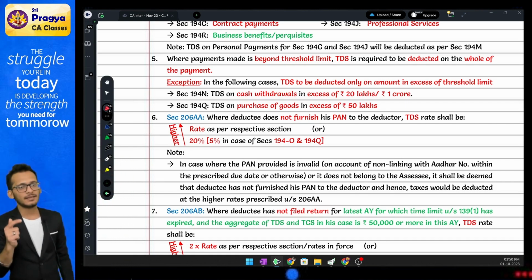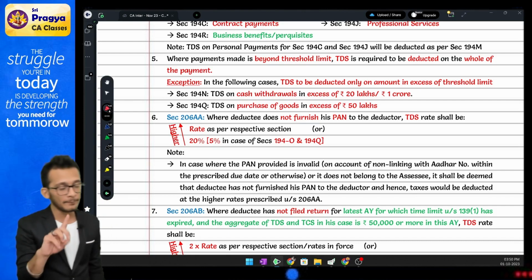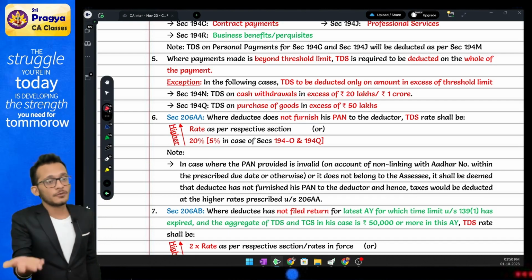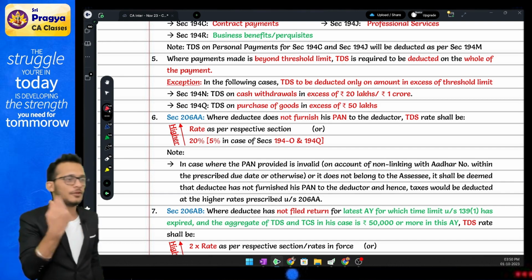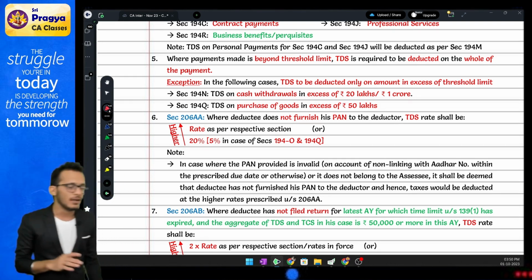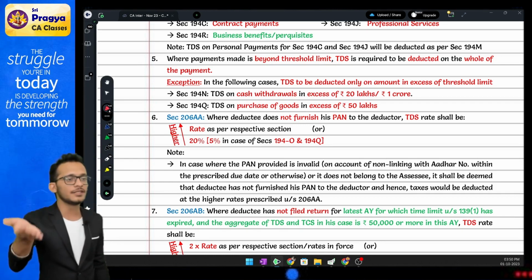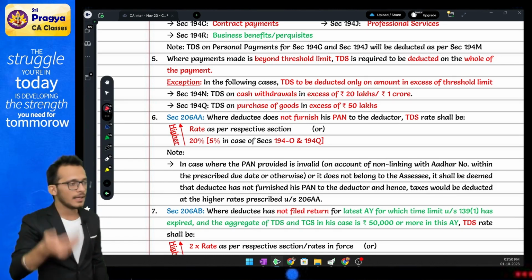At the same time, please understand that the employee may also have 115BAC. If he opts for 115BAC, you have to do as per 115BAC. If he does not opt for it, you will do as per normal. When you are asking him for declarations, you have to ask for every kind of deductions and declarations. If he gives it to you, you consider. If he does not give, ignore it.